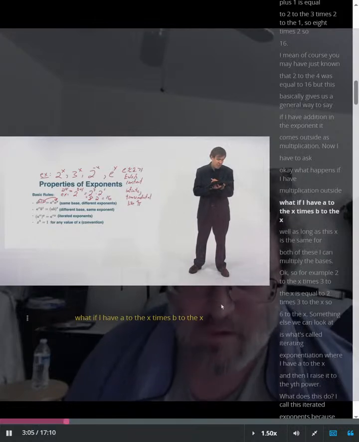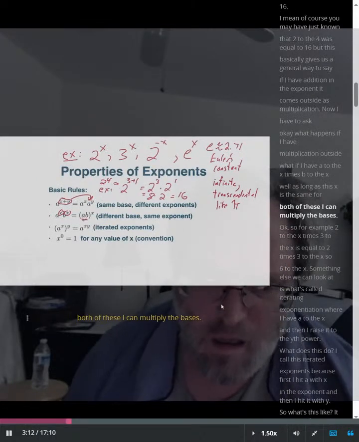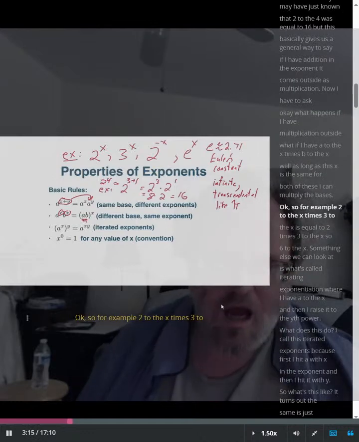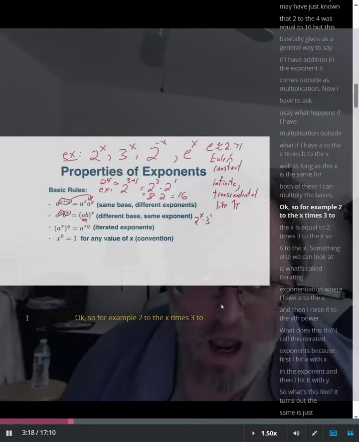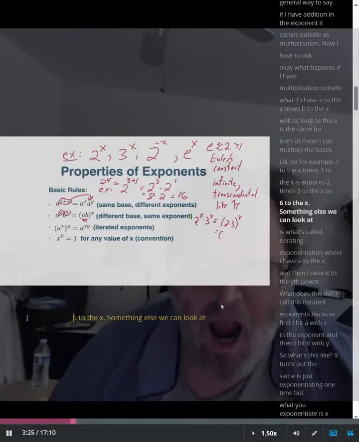Now I have to ask, what happens if I have multiplication outside? What if I have a to the x times b to the x? Well, as long as this x is the same for both of these, I can multiply the bases. So for example, 2 to the x times 3 to the x is equal to 2 times 3 to the x, so 6 to the x.